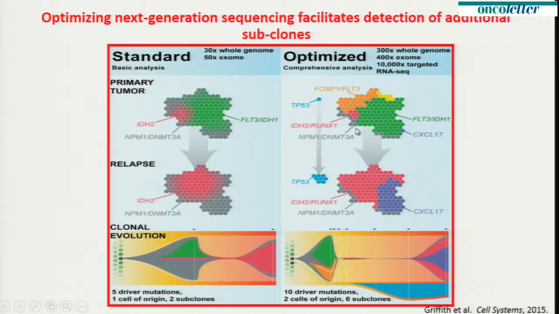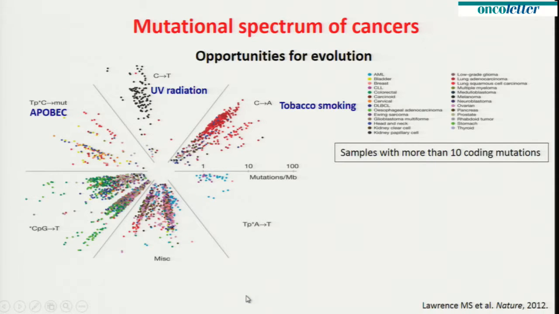But then if you do a deeper sequencing where you go 300x whole genome, 400x exome, very deep coverage, pretty expensive, and then you can do targeted genes, nearly 10,000-fold, you find multiple subclones that you would not pick up otherwise, as you can see here. So it's really a complex thing. So you go from 5 driver mutations to 10 driver mutations, and you find not only one cell of origin, but a couple of cells of origin. So it's really, the more you study, the more you find.